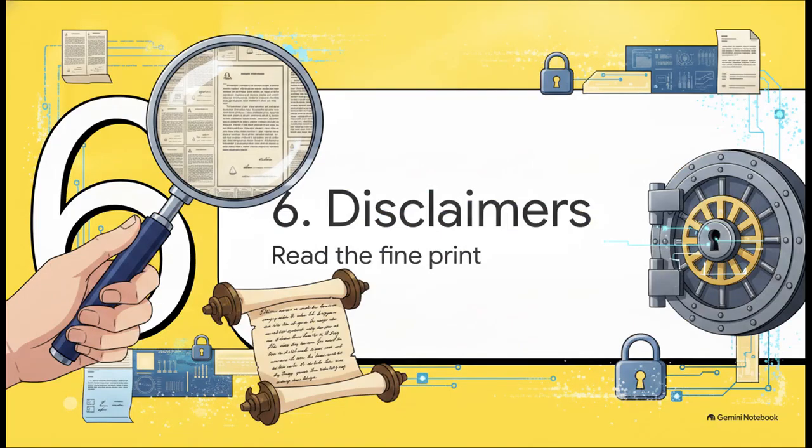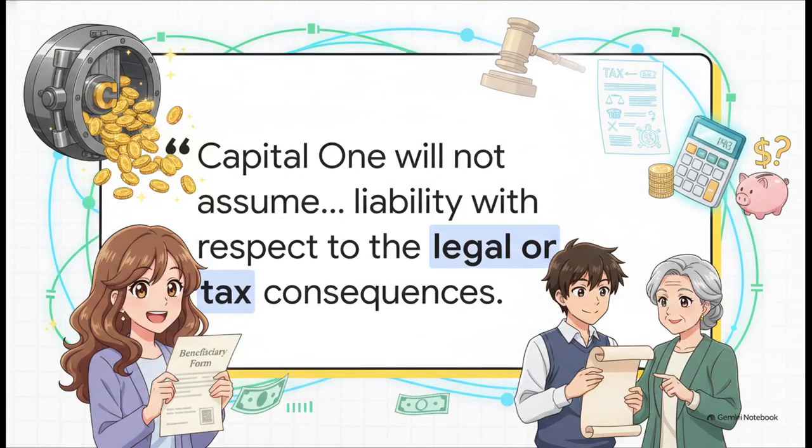Finally, Section 6, important policies and disclaimers. Let's read the fine print. So looking at the actual fine print on the POD beneficiary form, it says, "Capital One will not assume and will have no responsibility or liability with respect to the legal or tax consequences of the designation." Basically, the bank is just acting as the delivery mechanism. They are not your estate planners.